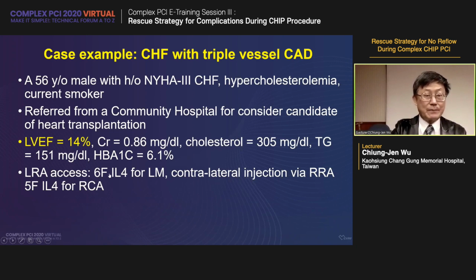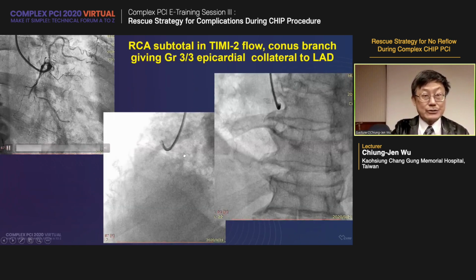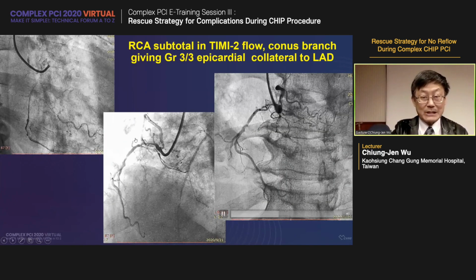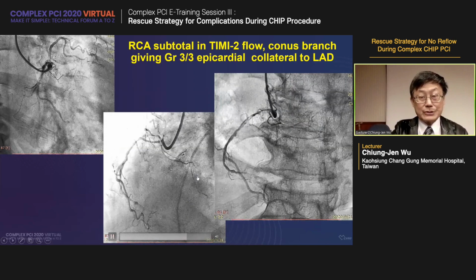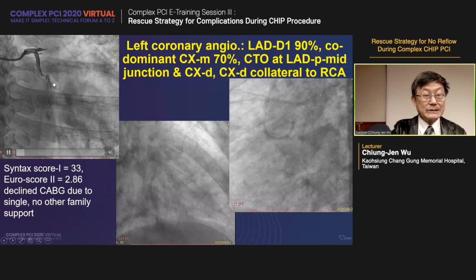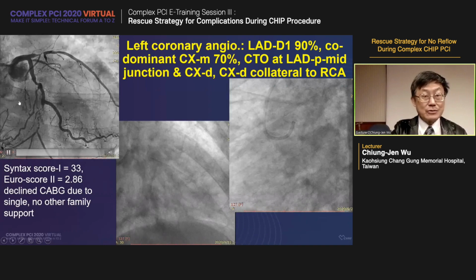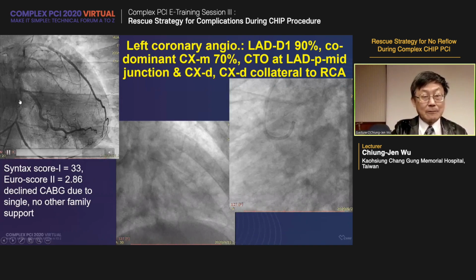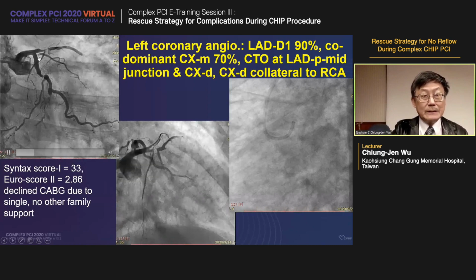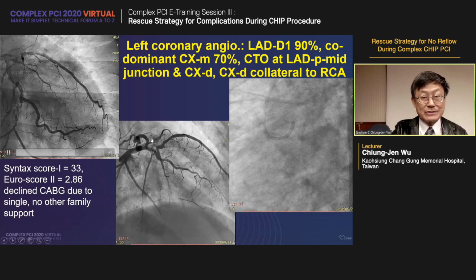So the first operator used a left radial access with a 6 French IL-4 for diagnosis and also considering PCI. This is an injection for the RCA. You can see that the RCA was a subtotal occlusion from the proximal portion. And you can see a collateral giving supply to the LAD. Also we can see that the second marginal in the proximal portion also has a critical stenosis and bridging collaterals to the distal co-dominant second marginal. The LAD to diagonal has a critical stenosis of 90%.